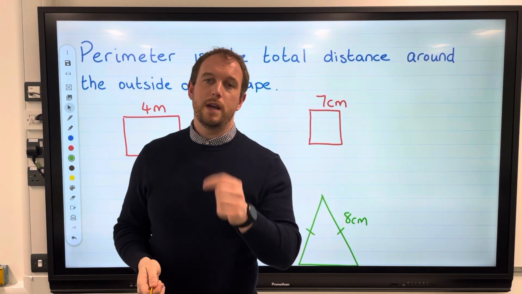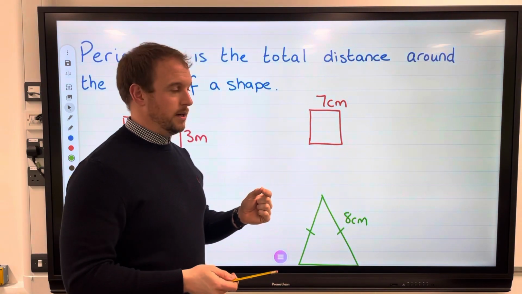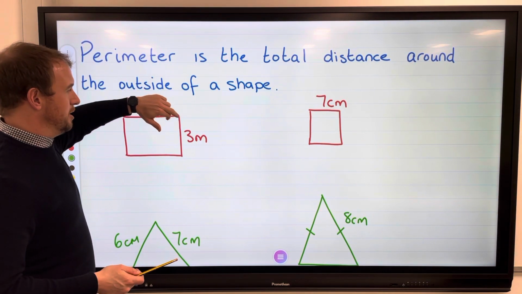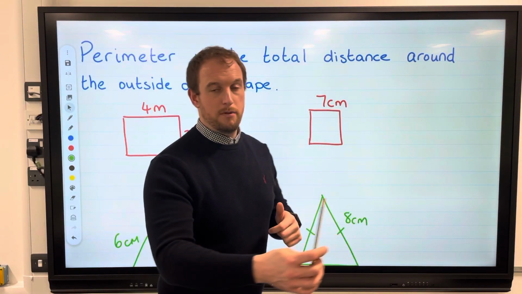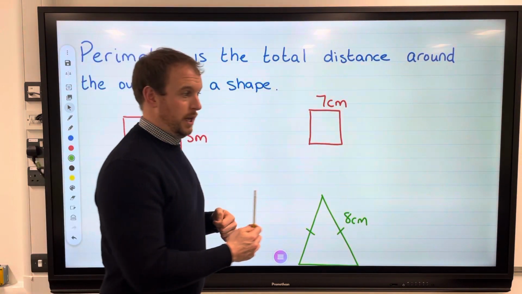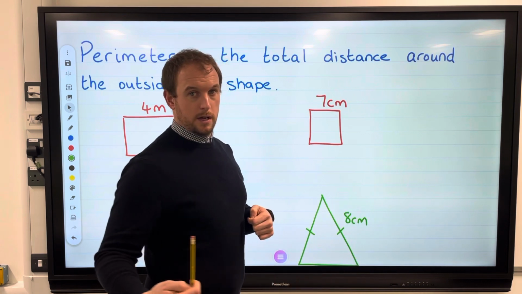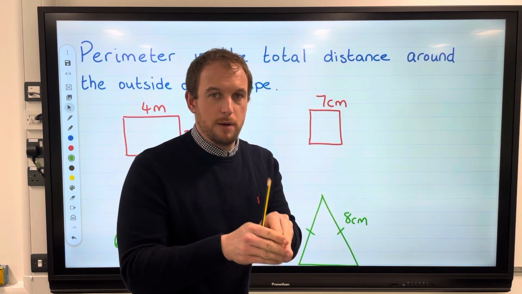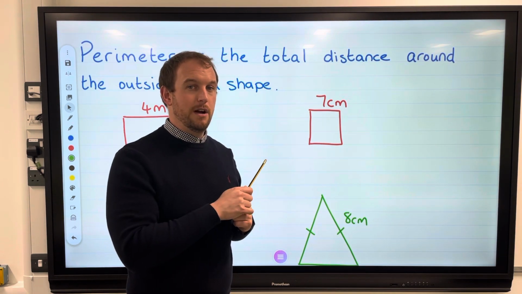The way I remember it, perimeter, think of a prison guard. A prison guard always walks around the parameters. It walks around the parameters, therefore he or she walks around the perimeter. Hopefully that will help you remember. The area is the space inside the shape. But today we're looking at perimeter, add up around the shape.